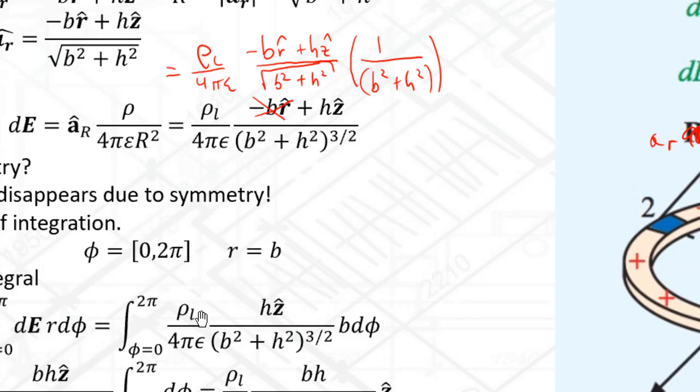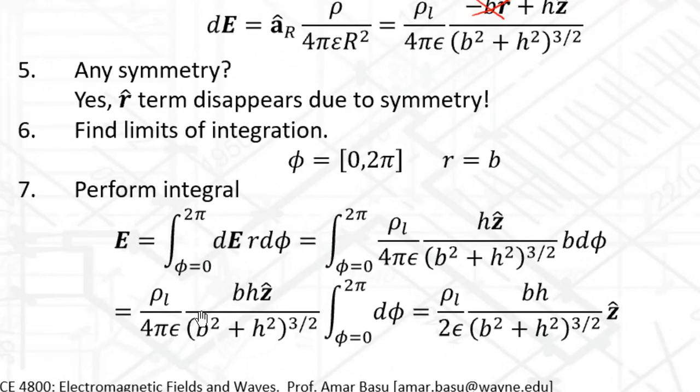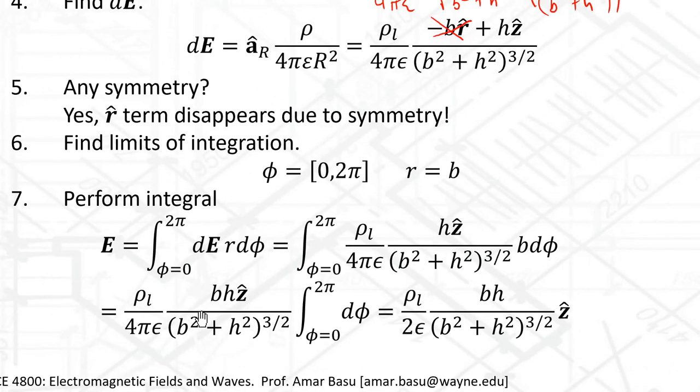I'm not going to bother copying this part down again, but I want to point out the important parts. The total electric field is the integral of dE, and notice, this is an important part of this problem which is not present in the Cartesian problem. Our phi variable is going from 0 to 2 pi, and because of that, my integration variable has to be r d phi. Not just d phi, it has to be r times d phi.